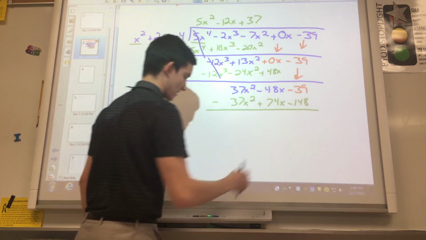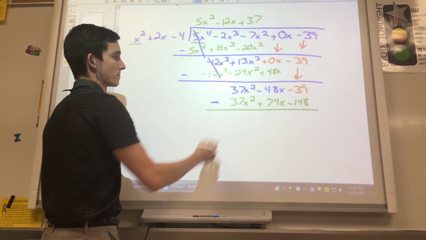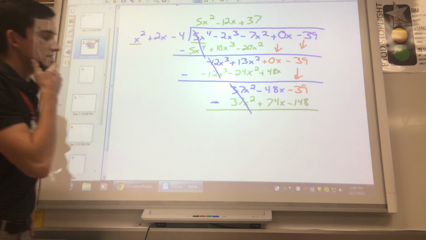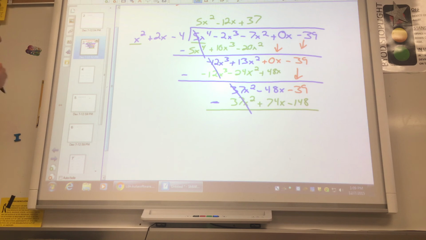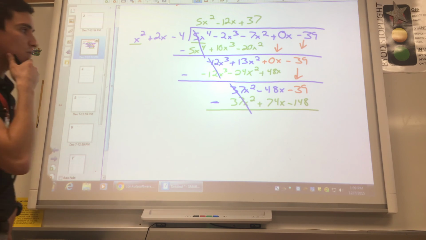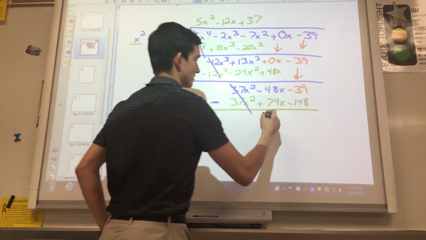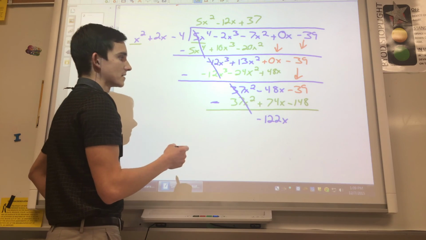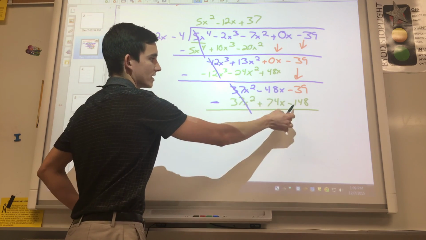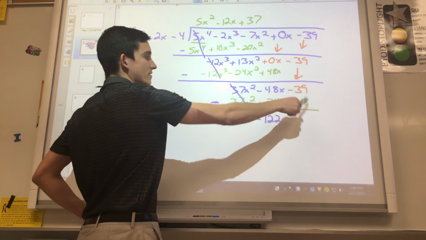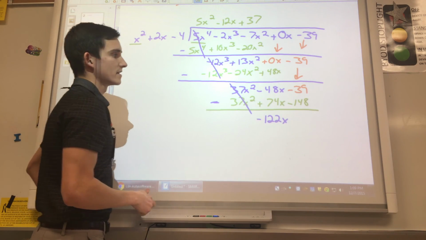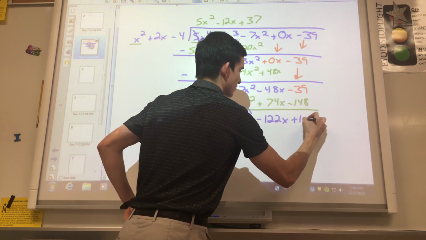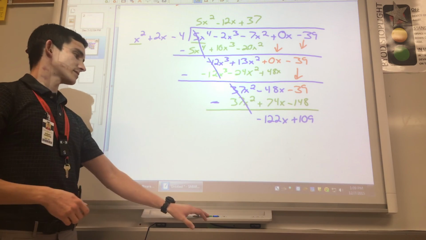Okay, so subtracting that whole thing, let me write that in a different color. So those are going to cancel. Then you've got negative 48 minus 74, so that's going to be, if I do this math wrong, guys, I think you get the point, negative 122x. And then negative 39 plus 148. So it's minus a negative 148, so plus 148, that is going to be plus 109.